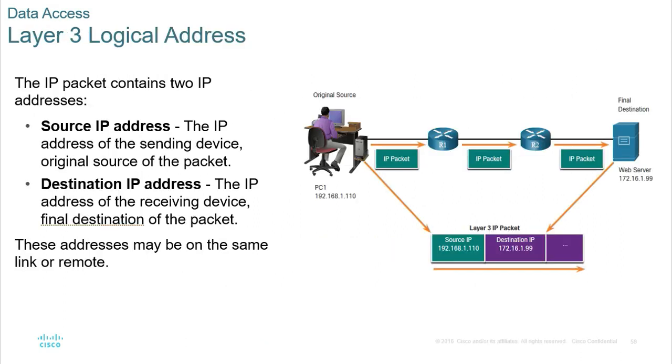So at layer 3, the logical address is basically the IP address. We need the source IP address to indicate the sending device and the destination IP address to indicate the receiver. These addresses may be on the same link or network, or they could be on remote networks.